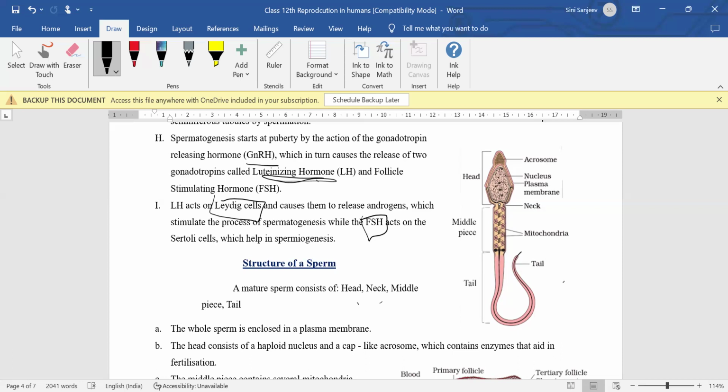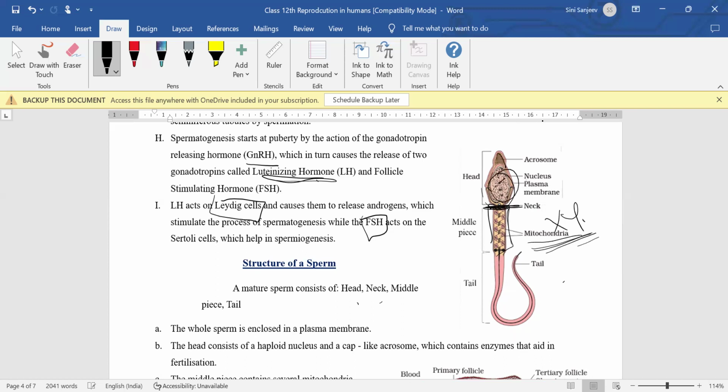The middle piece has mitochondria. As we all know, mitochondria is the powerhouse of the cell, so for the sperms to get energy, mitochondria is present here. Then we have the neck. Above the neck, you have the head, where the nucleus is present, where the genetic material of the male is present, that XY chromosome.